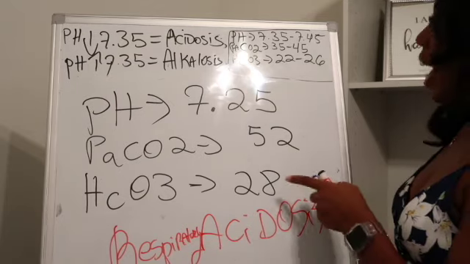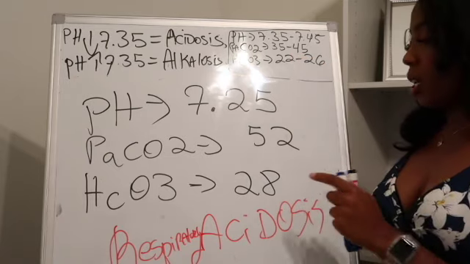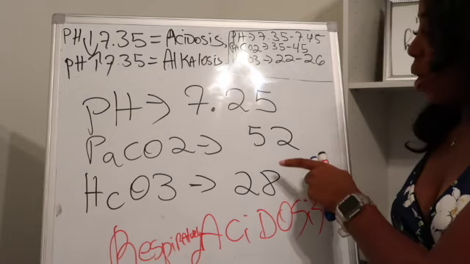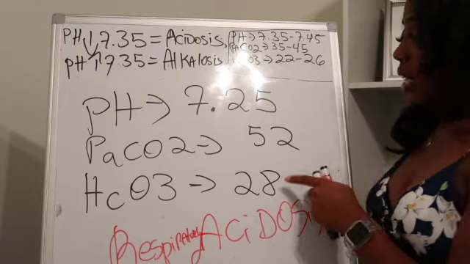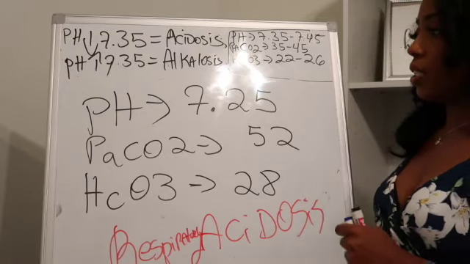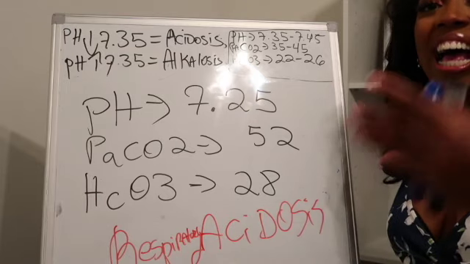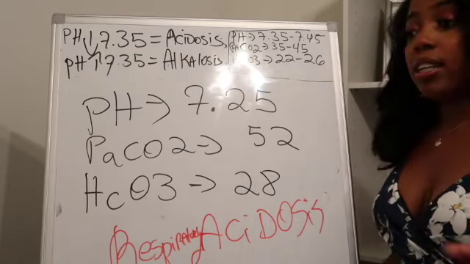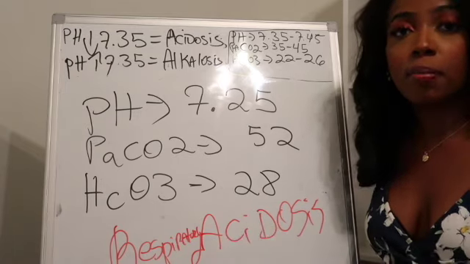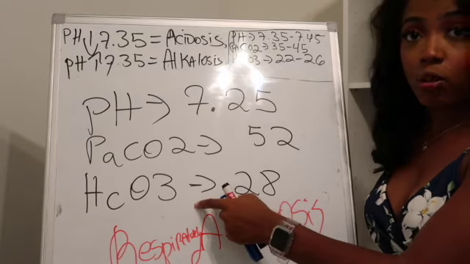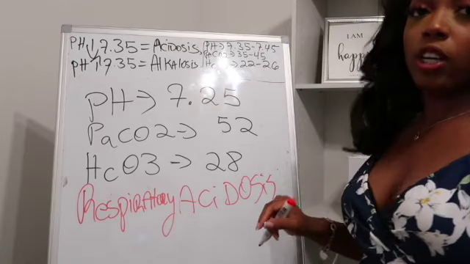But guess what? The HCO3 is out of whack, okay? Because the normal HCO3 is 22 to 26. So basically the kidneys are trying to compensate for the lungs not being able to expel the acid out of the body. So the body says, oh wait, hold up, there's too much acid in here, so let me increase the amount of base in the blood. So it's going to increase the amount of HCO3 in the blood. So there is compensation going on, okay?